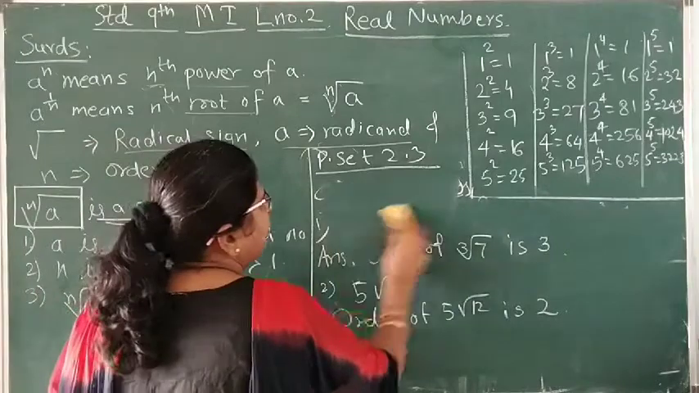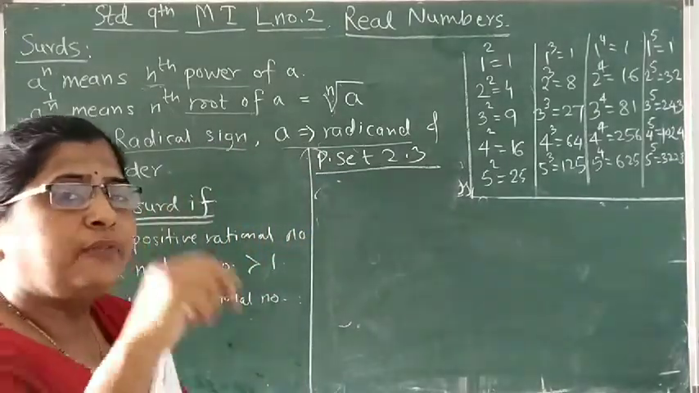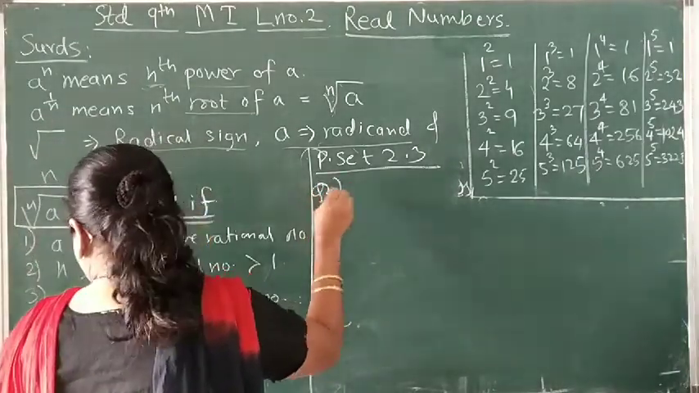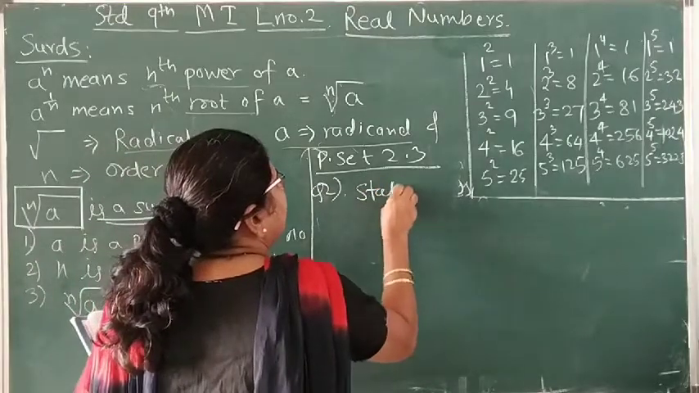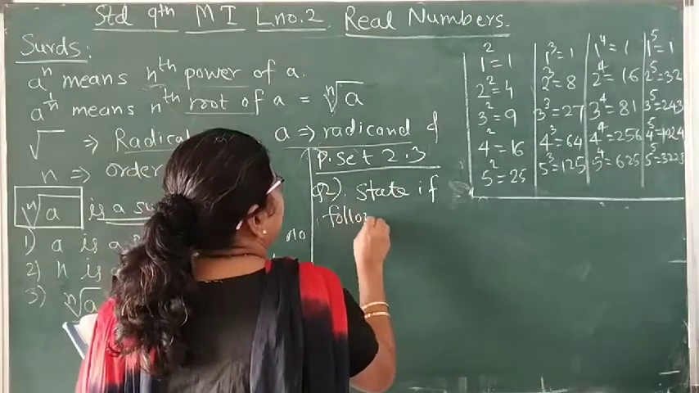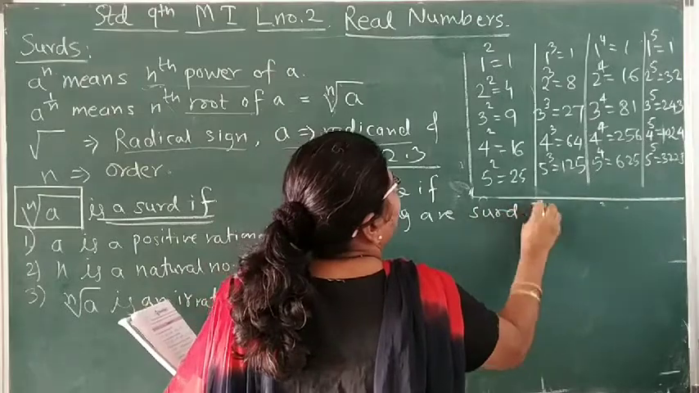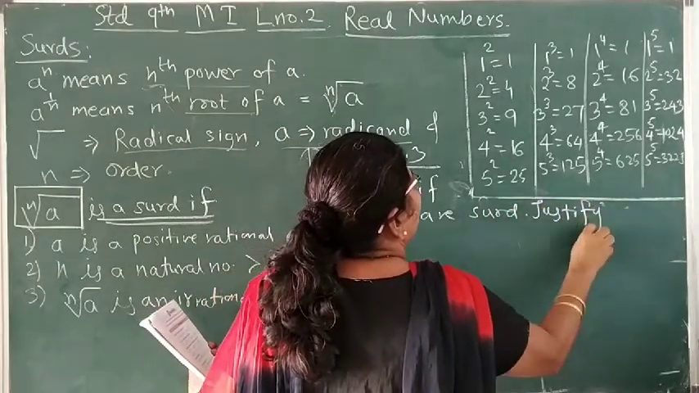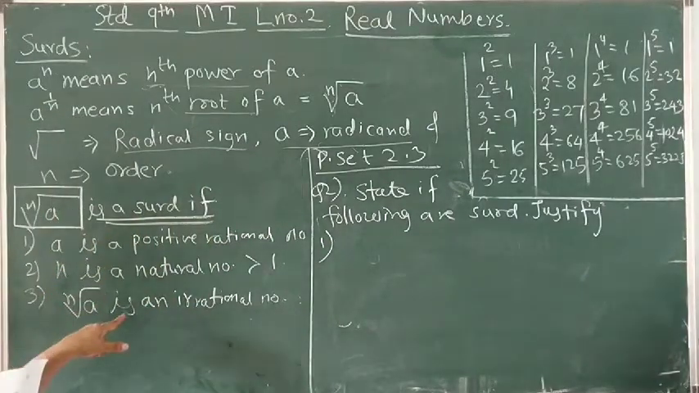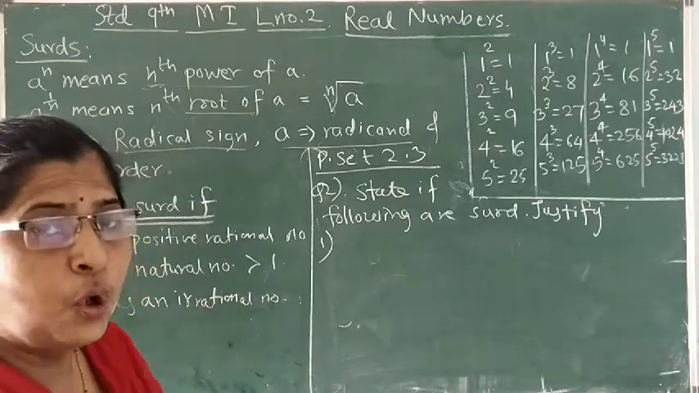Now for question number 2, we have to state whether the given numbers are surd or not, and you have to justify. Question number 2 states: if the following are surds, and you have to justify. Okay, so while justifying, how do you have to write? We have to take help of these 3 conditions. If all these 3 conditions are fulfilled, they are surds, otherwise they are not surds.